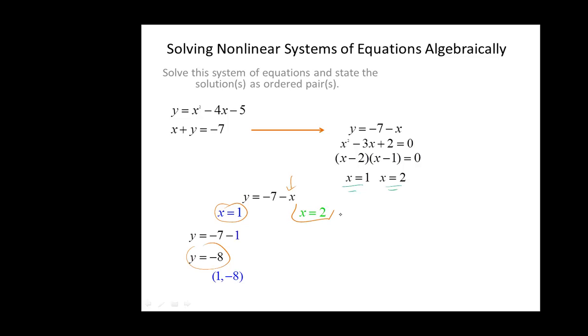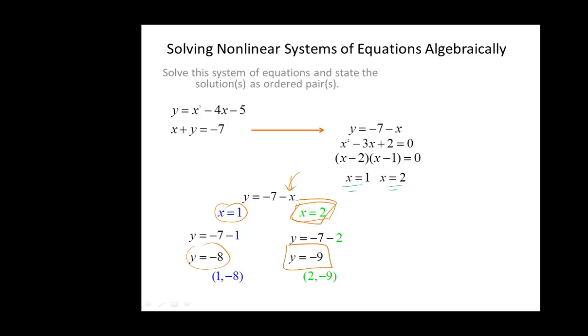Now I'm going to use x equals 2, plug in 2 for the x, and I find out in this case y is equal to negative 9. So I get a new point. I started with x equals 2. I found y equals negative 9. So I have the point 2, negative 9.